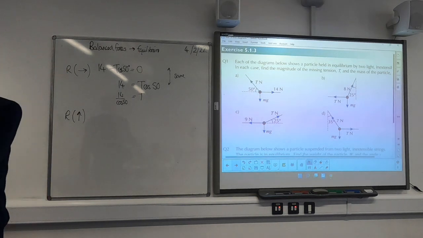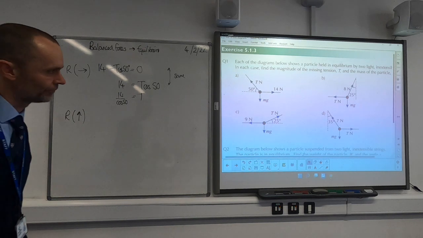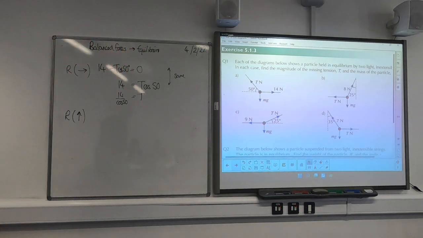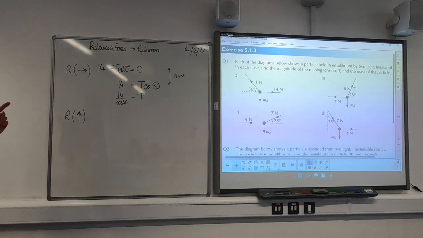And when you get that value of T, round it to 3 sig figs, but store the exact value. Now I'm halfway to the end now. I've got my value of T, but I don't know the mass of the particle yet, and that's the other thing we want.